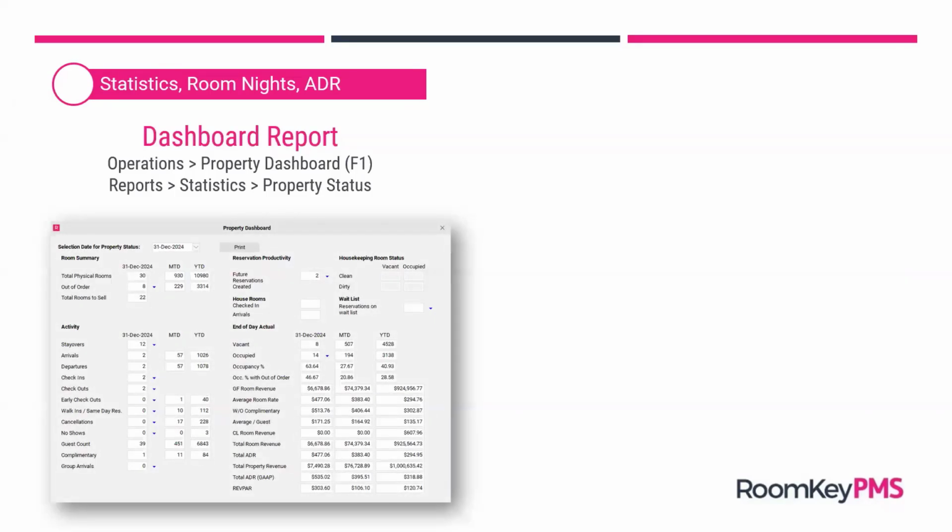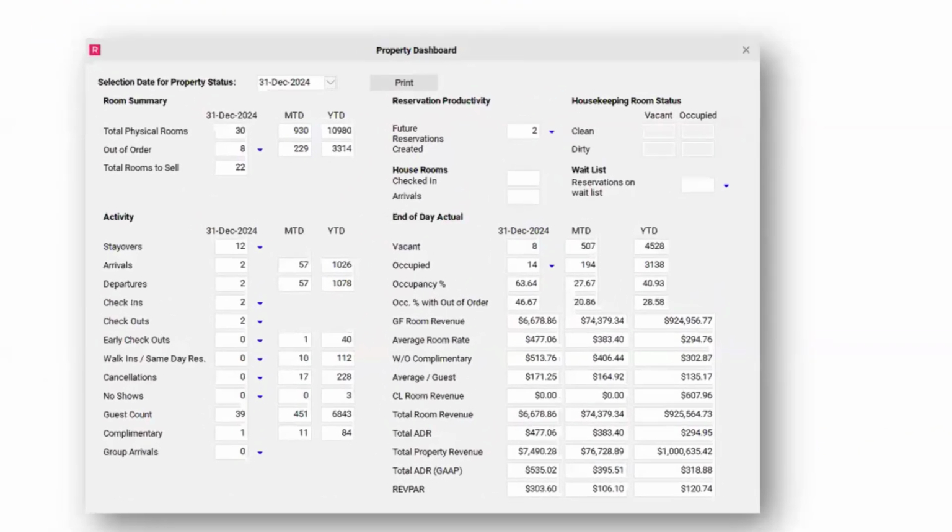Now, we have two different ways that you can access this reporting tool. The first one is from the operations menu. You can select property dashboard or simply click F1 on your keyboard. And that's going to bring up this dashboard view.